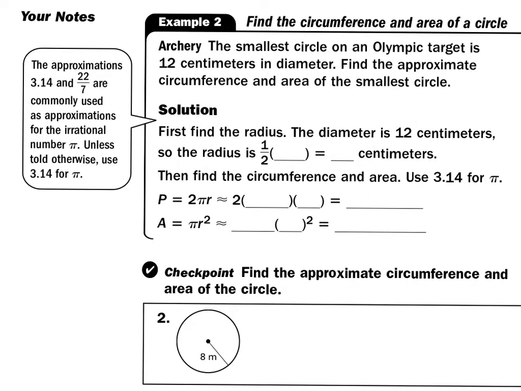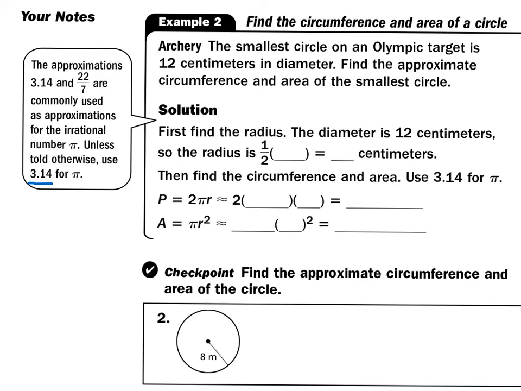Okay, example 2. Find the circumference and area of a circle. Let's go ahead and read this box. The approximations 3.14 and 22/7 are commonly used for approximations for the irrational number pi. Unless you're told otherwise, use this 3.14 for pi. So, archery. The smallest circle on an Olympic target is 12 centimeters in diameter. So that's the bullseye. Find the approximate circumference and area of the smallest circle.